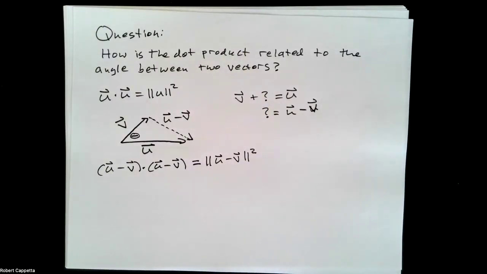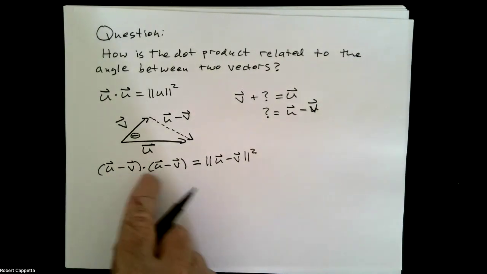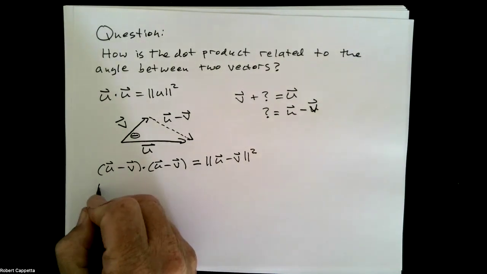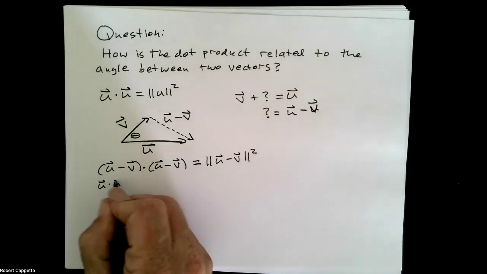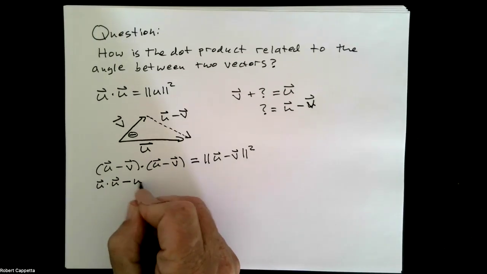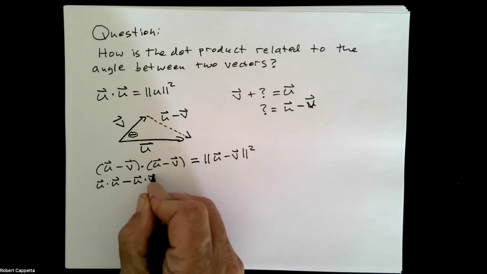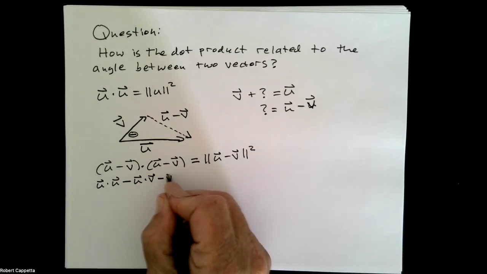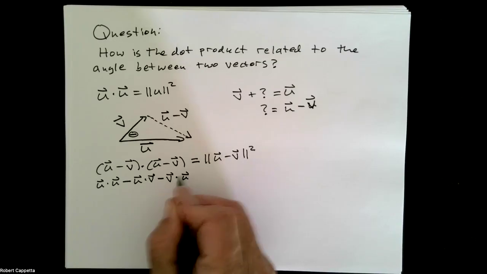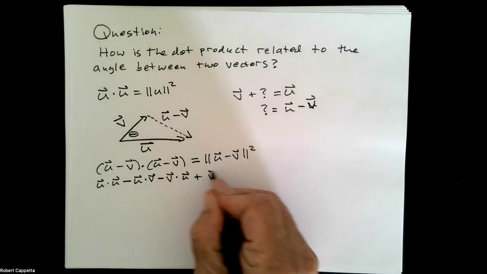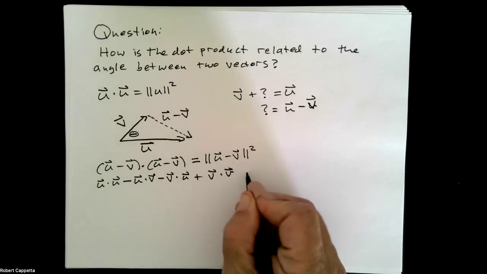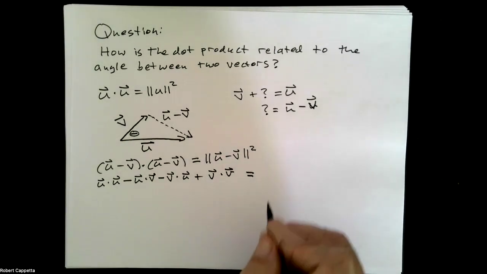Now, it's actually kind of nice in that the dot product works exactly the way you'd want it to in terms of distributive properties. So keeping that in mind, what could we say then? U minus v dot u minus v is u dot u minus u dot v minus v dot u, minus minus plus v dot v. And that, of course, is the same as the length of u minus v squared.